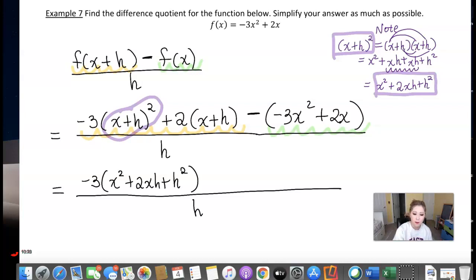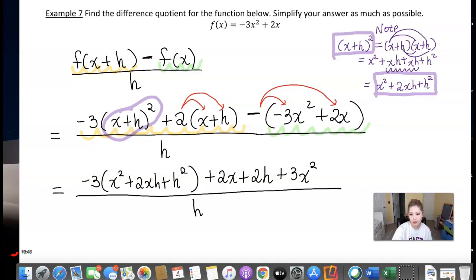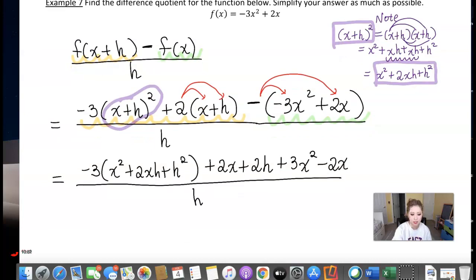All right, now remember we have to distribute some numbers. I'm going to distribute the 2, and I will also distribute the negative. And so let's get those 2 out of the parenthesis. I'll get plus 2x, and not just h, but plus 2h. Keep going. Negative times negative is positive 3x squared. And then the last term, which used to be a positive 2x, is now negative 2x because we multiply it by a negative right here.